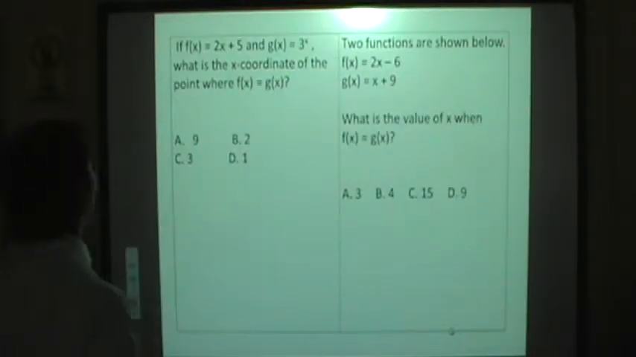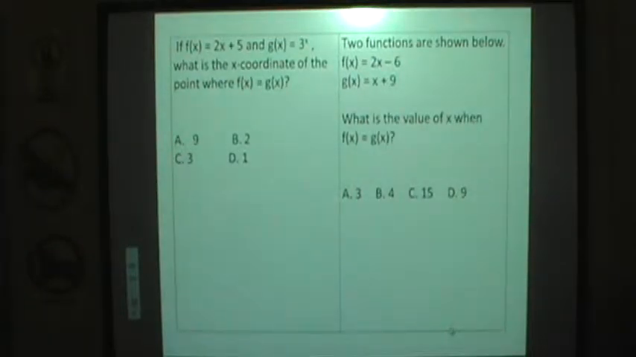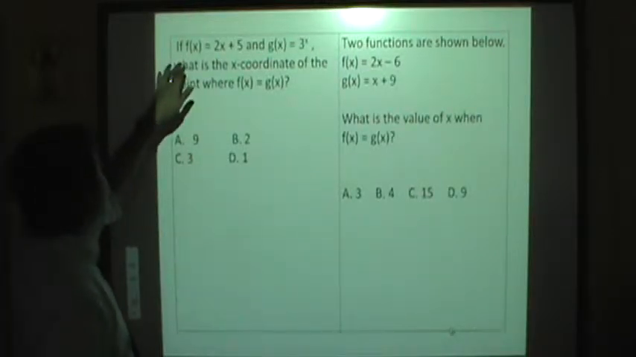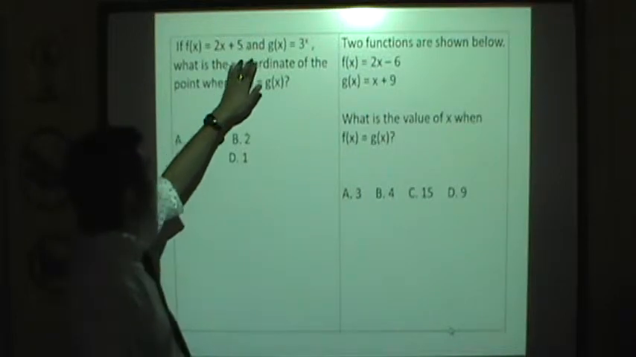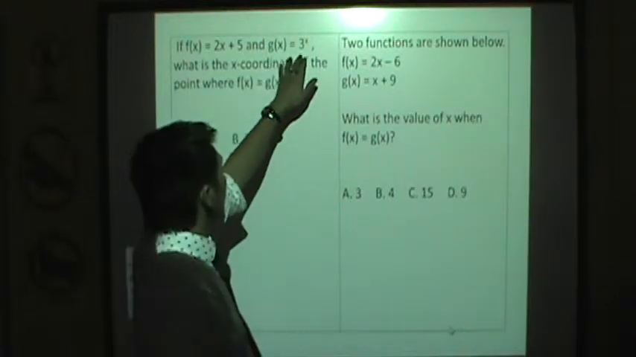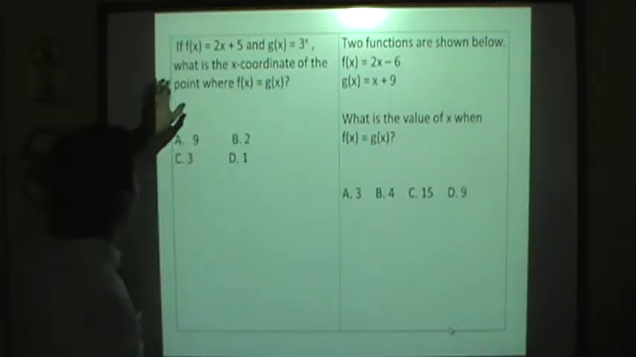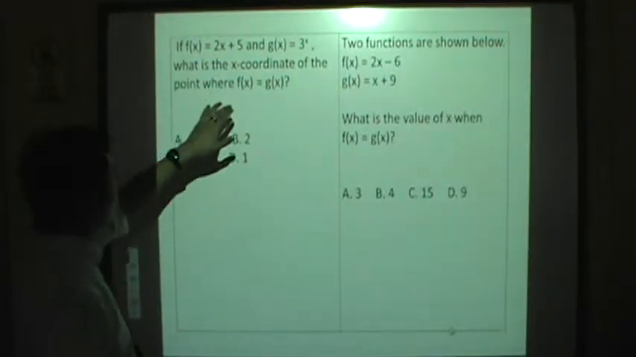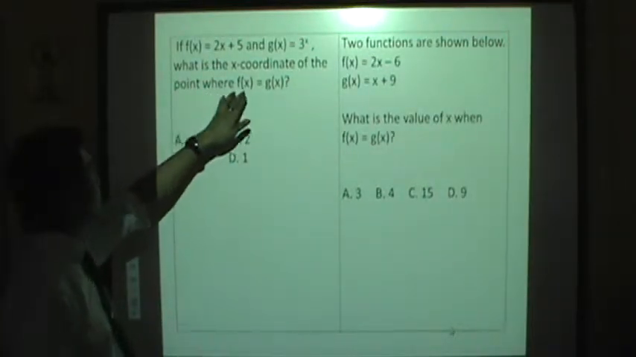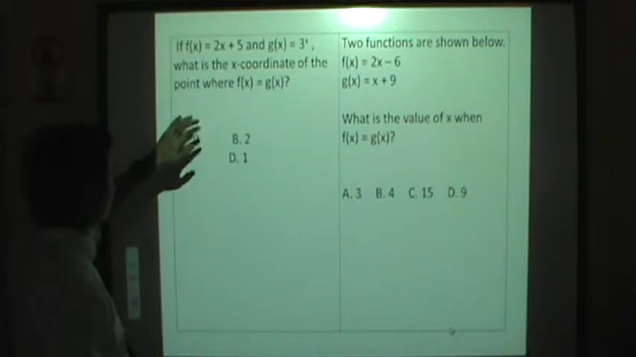Here we have the problem. Again, read the problem, pause the video, and give yourself enough time to read and analyze the problem. If the function f(x) equals 2x plus 5 and g(x) equals 3 raised to the x power, what is the x coordinate of the point where these two functions are equal?